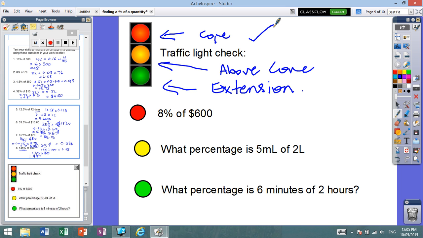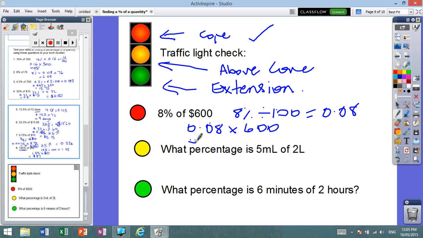All right, let's have a look and see how you went. So we're looking at 8%. We go 8% divided by 100, which gives us 0.08. Then we go 0.08 times 600, and it's dollars, and that gives us $48. If you just wrote 48, you've got to look back and see what it's talking about.